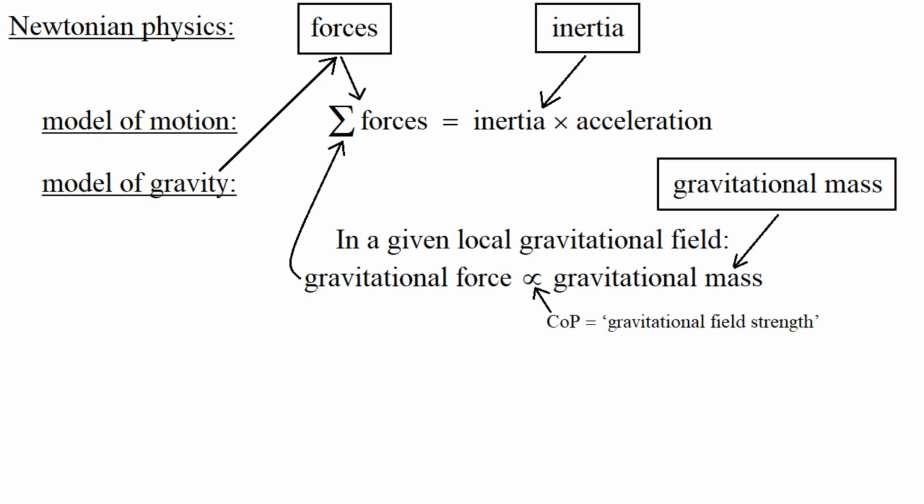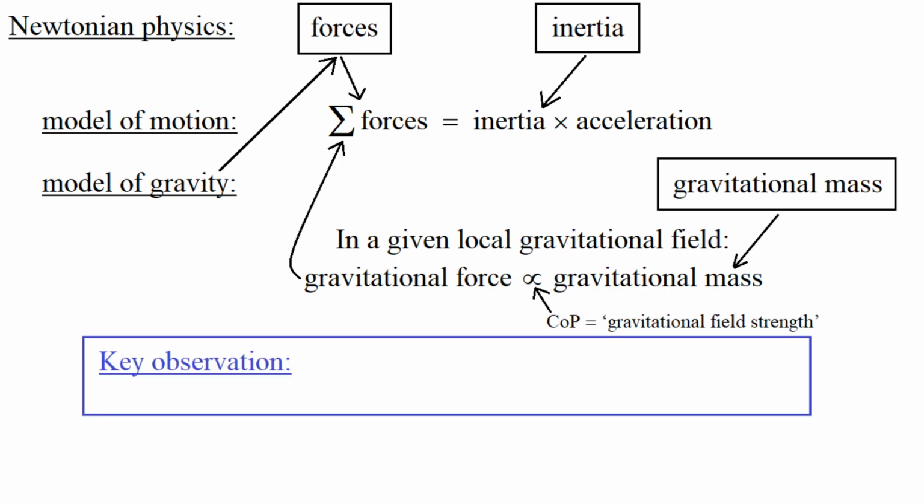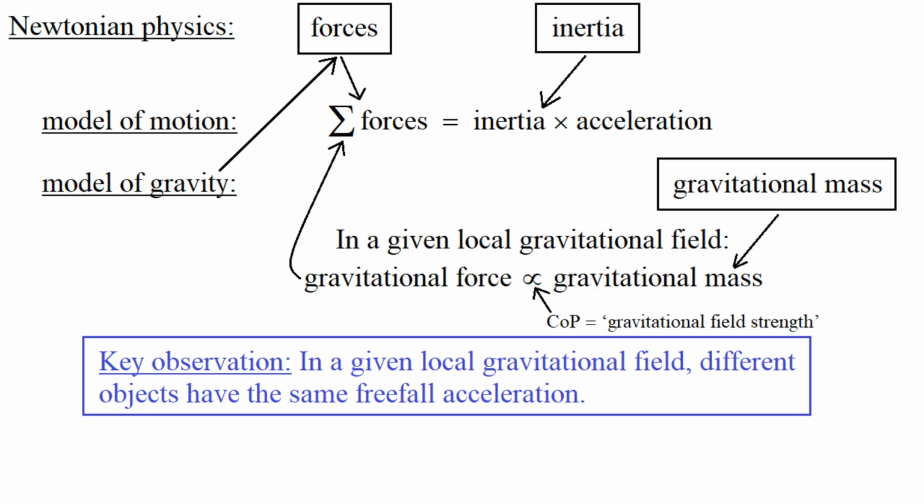And indeed, there is a key observation that we can make that is not currently built into our model. And that is that in a given local gravitational field, different objects have the same freefall acceleration.